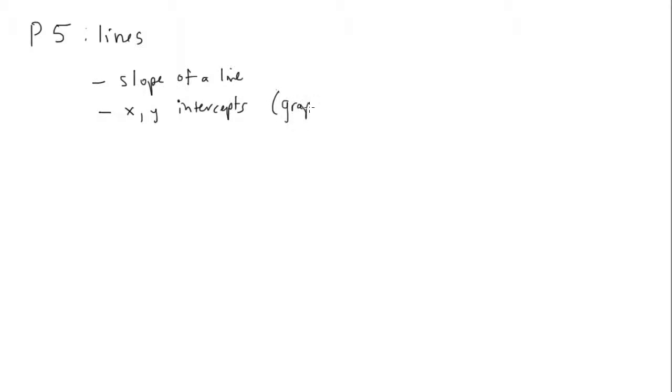In this section, section P5, we'll look at a lot to do with lines. So amongst those, we'll talk about the slope of a line. And similar to the last section, we'll talk about the x and y intercept for a line, and we'll do that both graphically and algebraically.